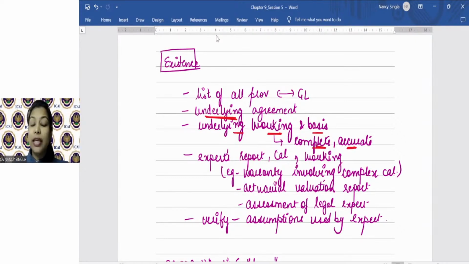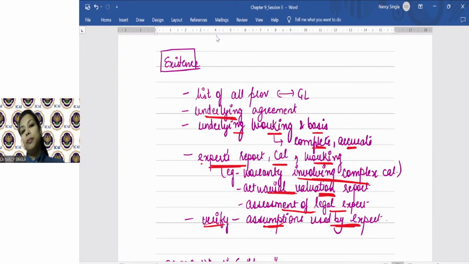अगर any experts have been engaged, the services of experts have been taken, then the experts' report, the calculation, the working. If any complex calculations are there, if any actuary has been considered, then the actuarial valuation report, assessment of legal experts' report, ठीक है, and verify the assumptions that have been used by the experts. देखो assumptions correct हैं, based on that only provision आया होगा ना. So whether it exists or not, है ना, पूरा list ले लेंगे ना, क्या agreements हैं, ये सब देखोगे ना आप.